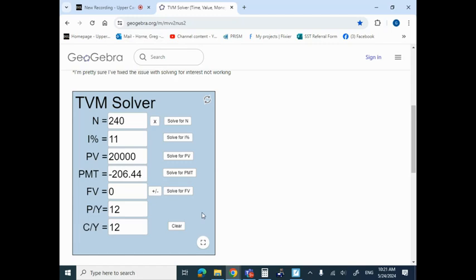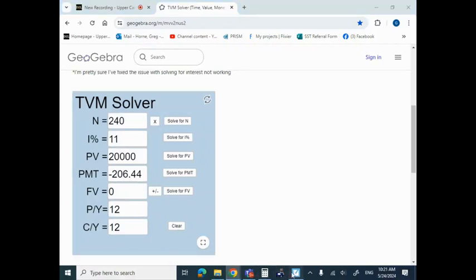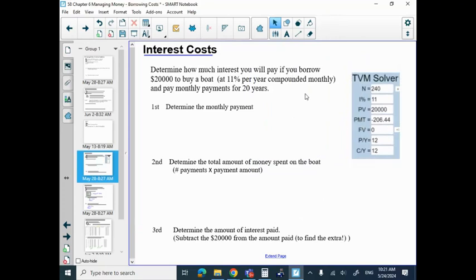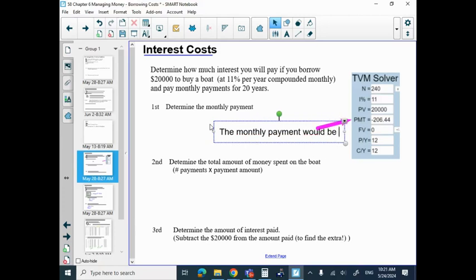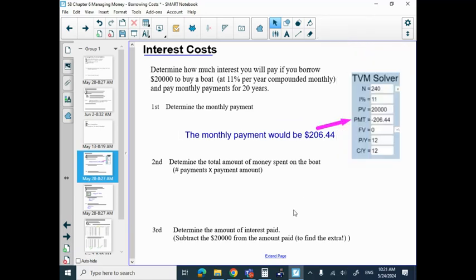Okay, so I will just screenshot that in as our solution. Obviously, a therefore statement is needed: therefore the monthly payment would be $206.44. Easy peasy.